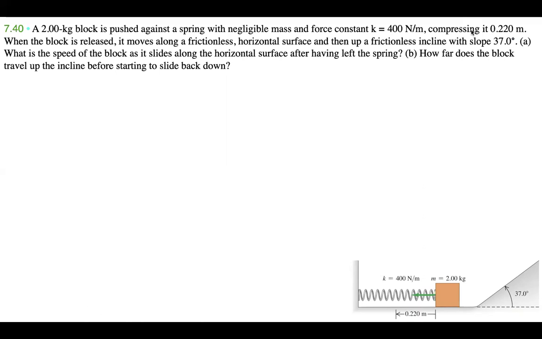A 2.00 kilogram block is pushed against a spring with negligible mass and force constant k equal to 400 newtons per meter, compressing it 0.220 meters. When the block is released, it moves along a frictionless horizontal surface and then up a frictionless incline with slope 37.0 degrees. A, what is the speed of the block as it slides along the horizontal surface after having left the spring? B, how far does the block travel up the incline before starting to slide back down?